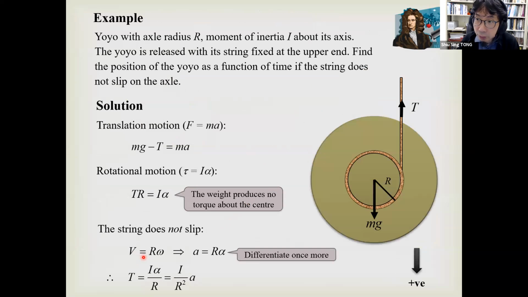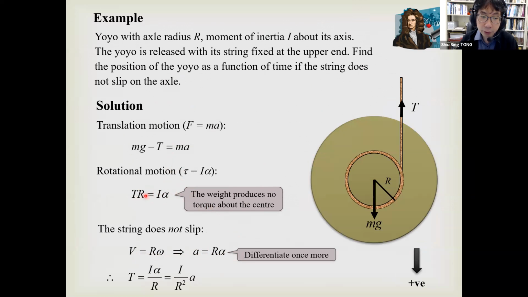Now, if we take the derivative on both sides, we find that the linear acceleration of the center of mass is equal to R multiplied by the angular acceleration alpha. So we now have an additional equation that relates A and alpha, and that provides sufficient equations to solve for all the physical quantities, because we now have three equations for the three variables.